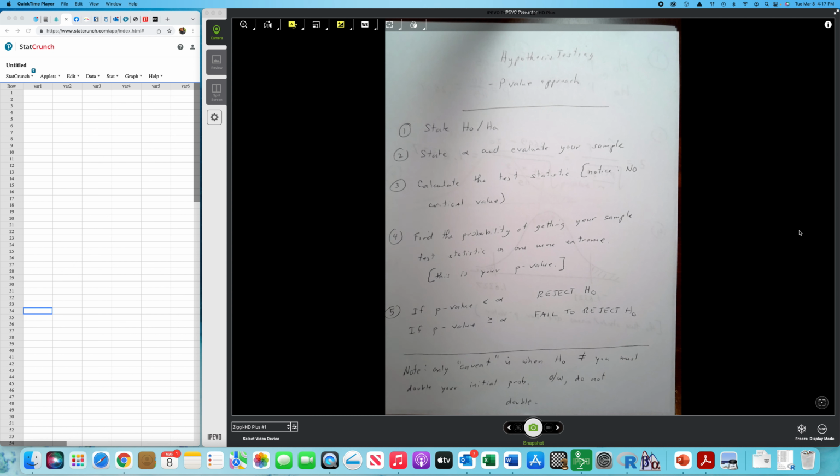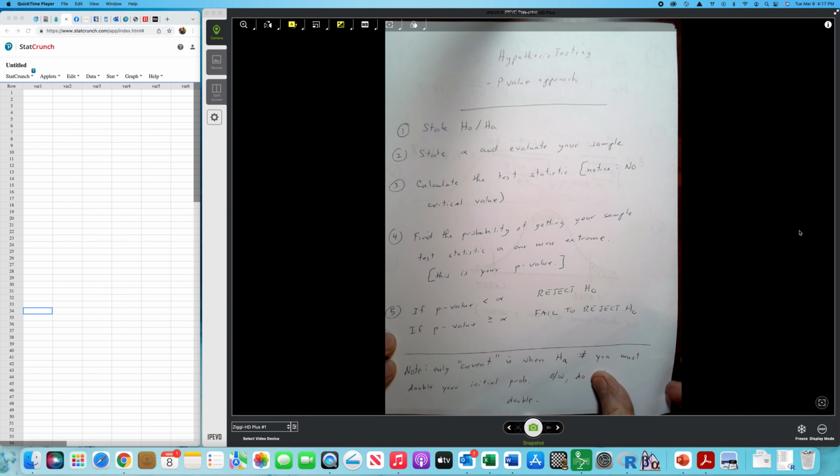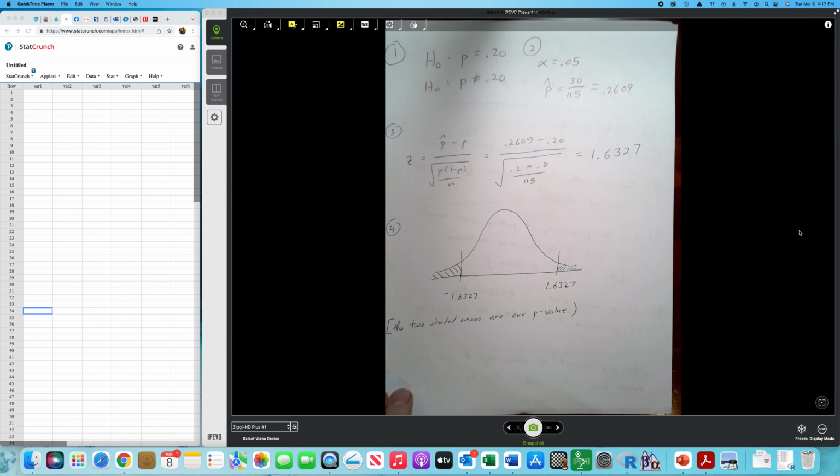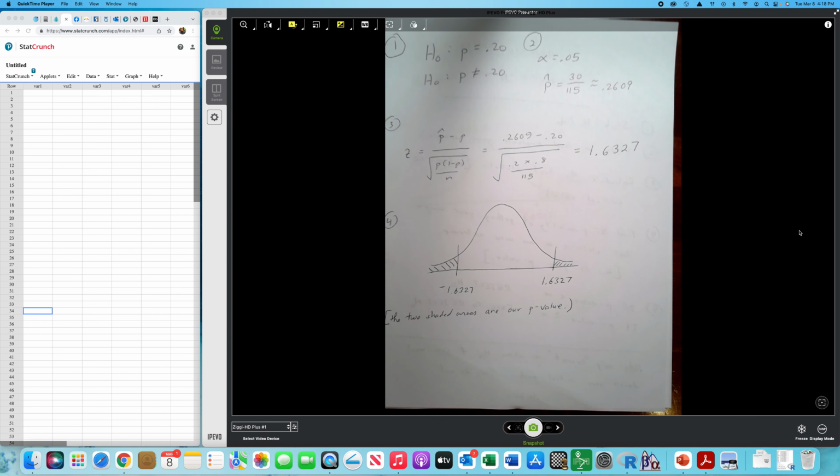The final step is we make our decision by comparing our p-value to our alpha. If our p-value is less than alpha, we reject the null. If the p-value is greater than or equal to alpha, then we fail to reject the null. Now, the only caveat here is when we have, this should be H sub A, that's sloppy there, when H sub A has a not equal to sign, so we're conducting a two-tailed test, you must double your probability calculation. Otherwise, you do not double. That probably seems really goofy right now. I think it'll be clear when I work this example.